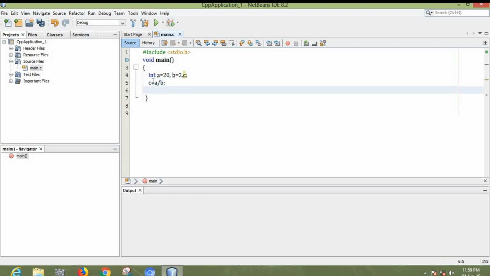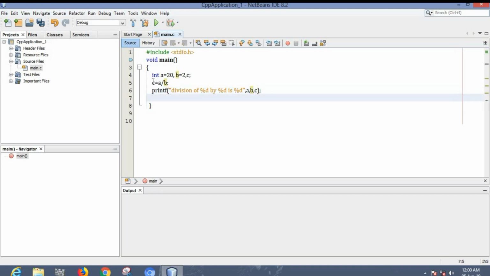c is equal to a divided by b. First I print the division with printf: division of %d by %d is %d. Maybe it looks difficult, but I divide a by b. The first %d is for a, the second %d is for b, and the result is c. It will display the result of a divided by b, stored in c. And again c is equal to a, then we use the percentage sign and b.